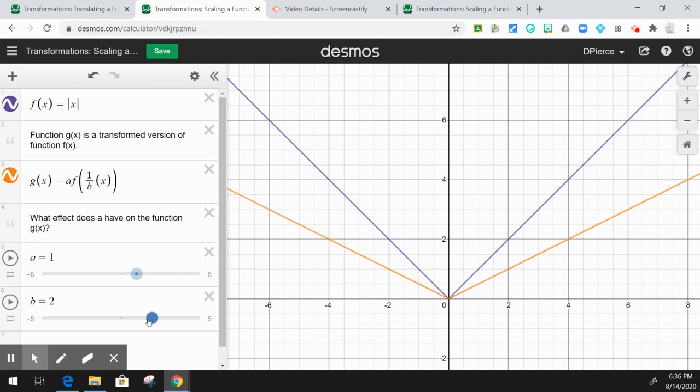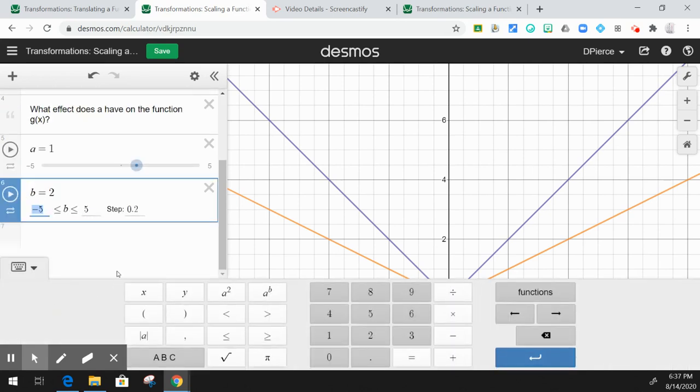All right, so what if the b value is between 0 and 1? So I'm going to change this.